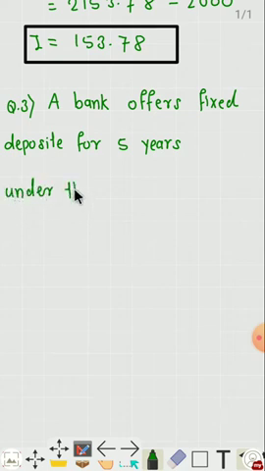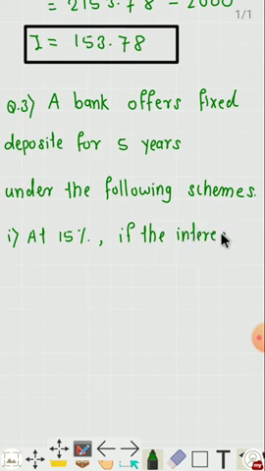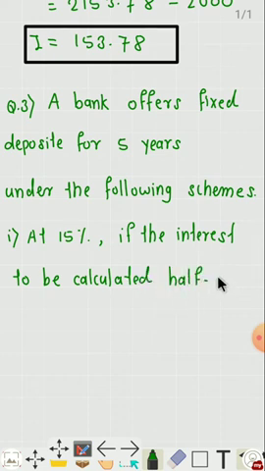Under the following schemes, the first scheme is at 15% if the interest is to be calculated half yearly.